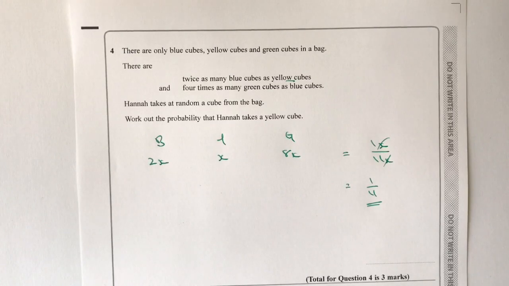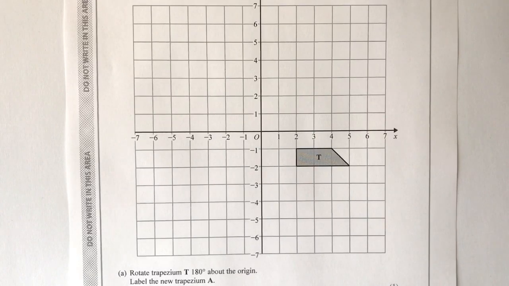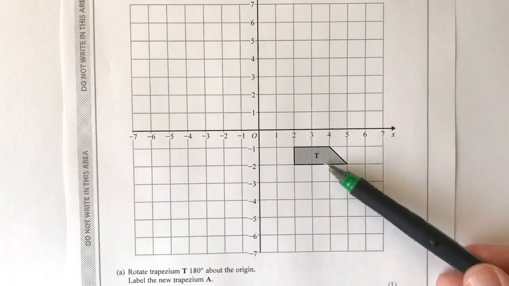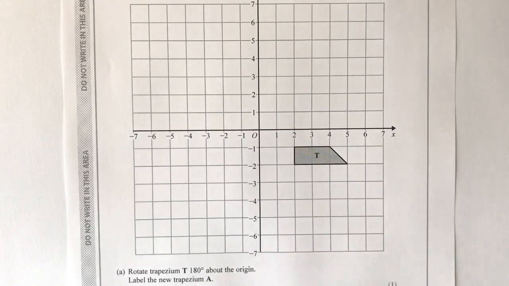Let's move on then to question number 5, which you're going to need a ruler for, and it's going to be hopefully okay to follow on the video. If you print this paper out, then you'll be able to have a go at this yourself. Okay, so it says rotate trapezium T around the origin 180 degrees and label the new trapezium A. Okay, well, again, there's a couple of ways to do this. You could, and probably the best solution is actually to draw the lines of enlargement in first. Now the reason we can do that is because it's 180 degrees, so they're actually going to be straight lines.